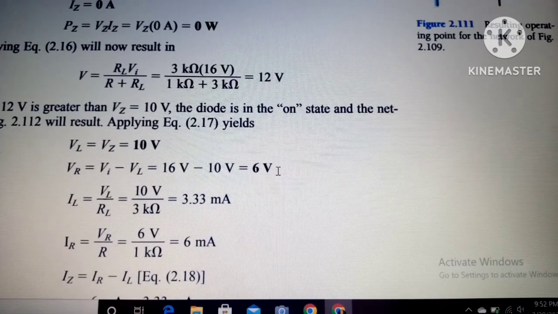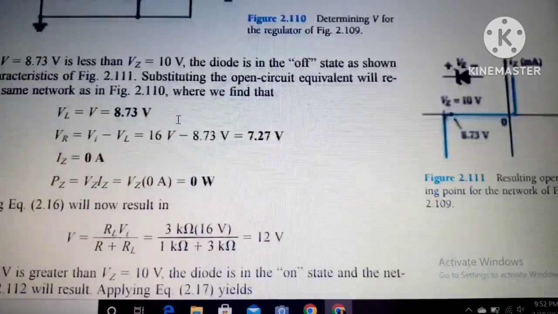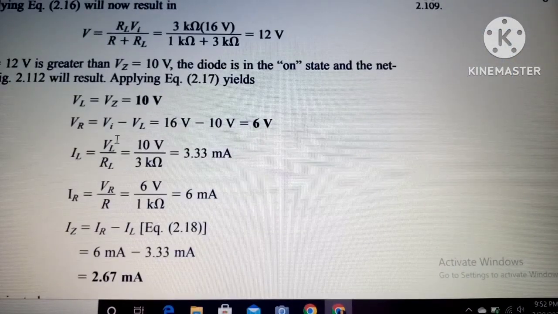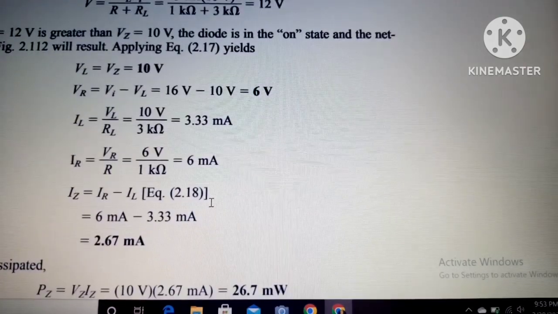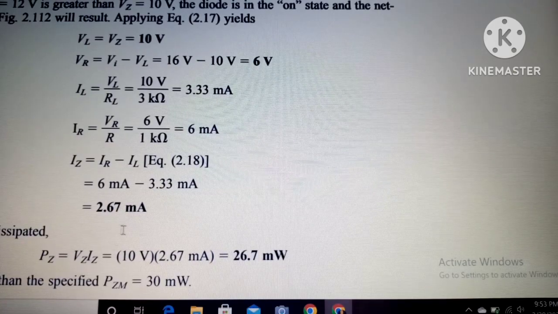For Zener current, we have to find the current here, IR, and the current here, IL. The currents IL and IR can be found by Ohm's law. We apply Ohm's law here for IL, VL divided by RL, 10 divided by 3, which becomes 3.33 milliampere. And for IR, VR divided by R is equal to 6 volt divided by 1 kilo ohm, which becomes 6 milliampere. Now we can easily find the Zener current, which is IR minus IL. So 6 minus 3.3 becomes 2.6 milliampere. So the Zener current is 2.6 milliampere.